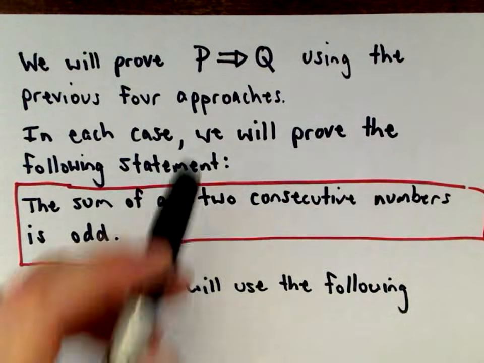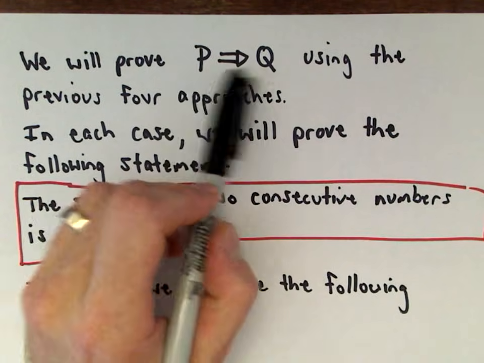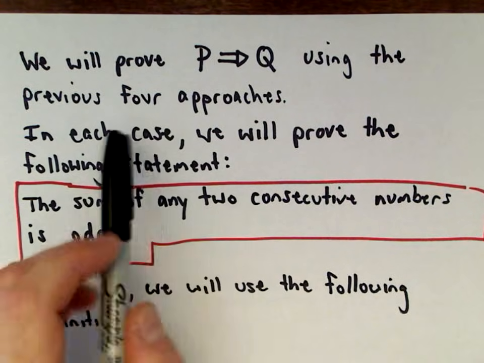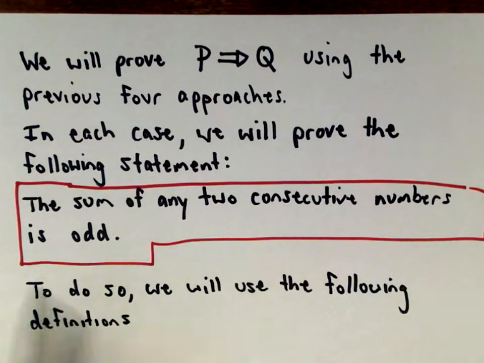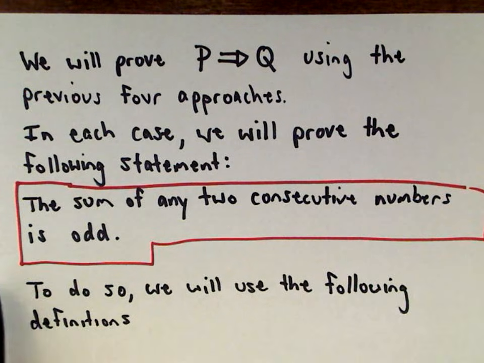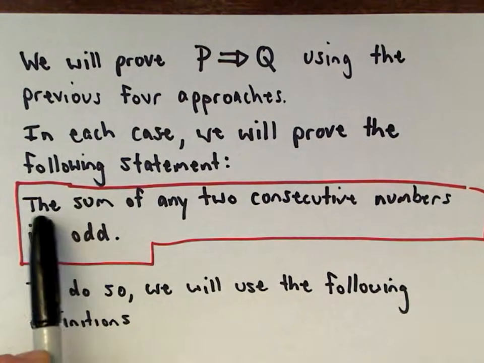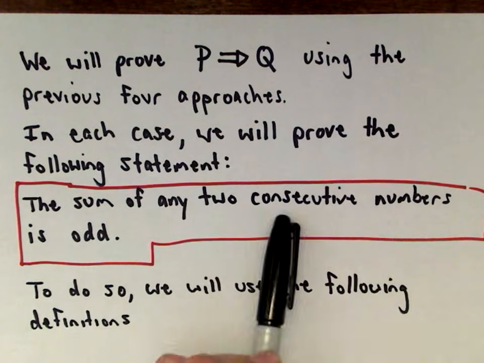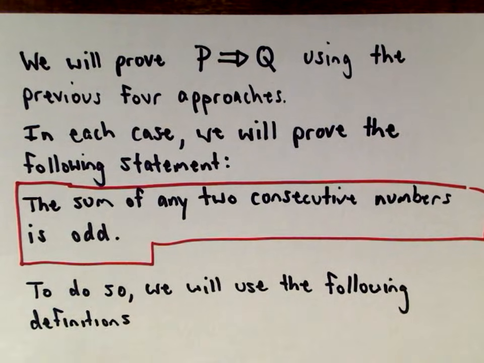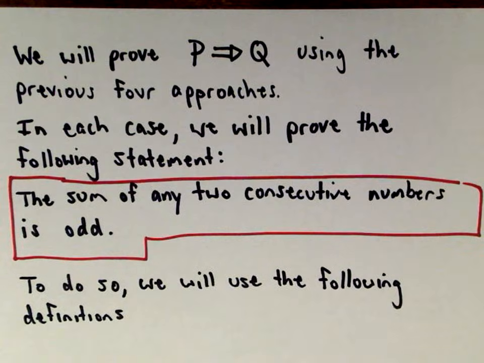So we're going to prove one of these if-then statements, if P then Q, and we're going to use the 4 approaches we just mentioned, those different types of proof techniques. So what we're going to prove in each case is the following. It says the sum of any 2 consecutive numbers is odd. And again, not a mind-blowing result by any stretch. So, right, 3 plus 4 is odd, 4 plus 5 is odd, 5 plus 6 is odd, etc.